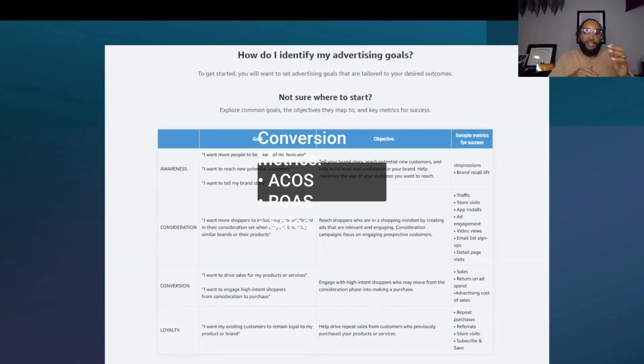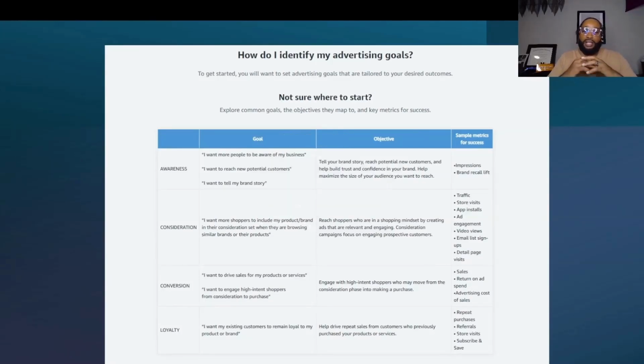So I'm not going to cover every goal and every individual metric that you should measure, but you could definitely take a screenshot of this information here and save it to your camera roll or even print it out and use it as a guide whenever you're trying to reach customers that are at different stages along the Amazon customer shopping journey. And this guide will also give you a baseline as far as some common goals that a lot of sellers often have and the objective of those goals.